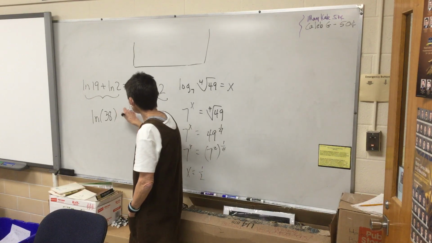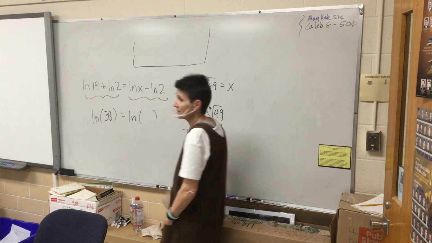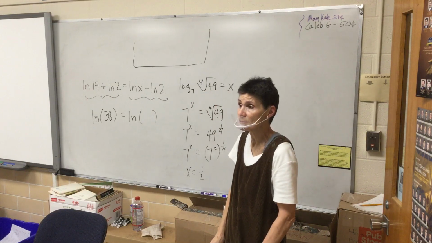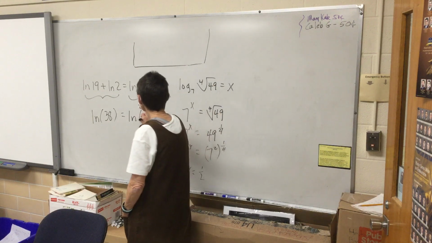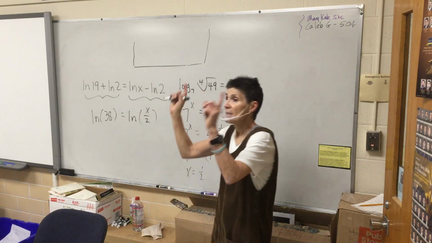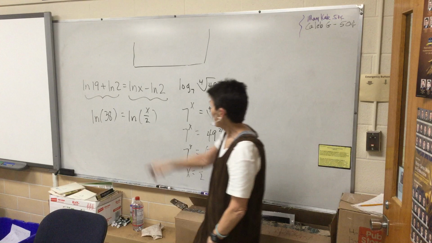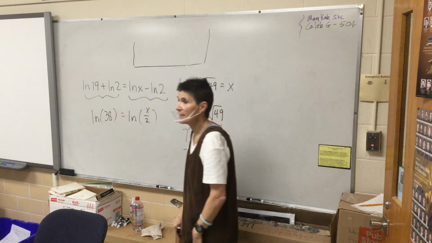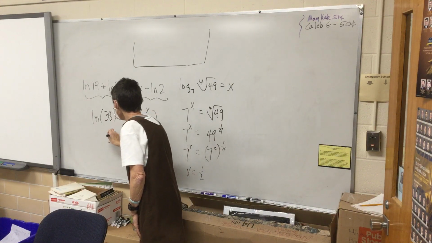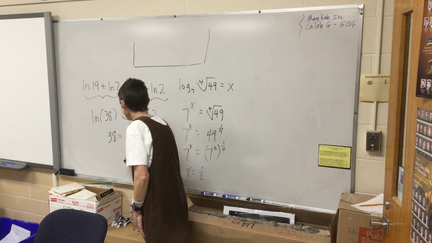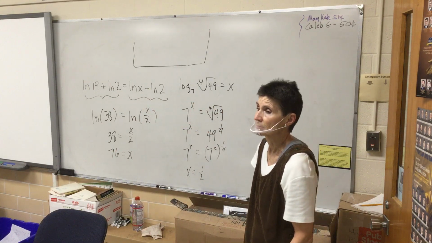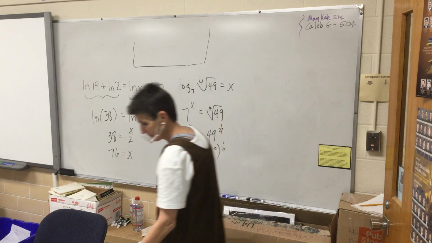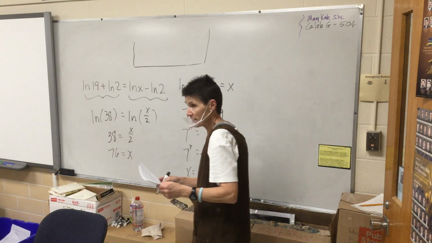Over here, I'm gonna do the same thing. I'm gonna put these together, but it's not gonna be x times 2. It's going to be x divided by 2. And now, I have ln equals ln, so now I can say 38 equals x over 2, and x equals, what is that? 76. Is everybody okay with that?